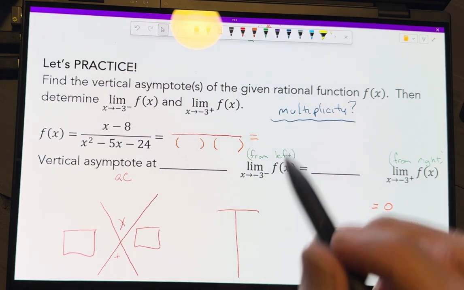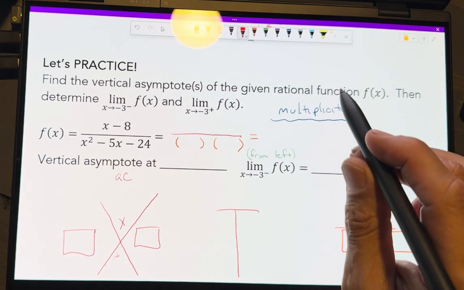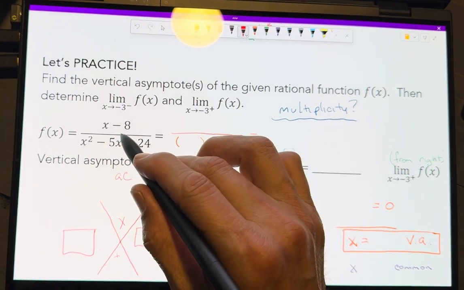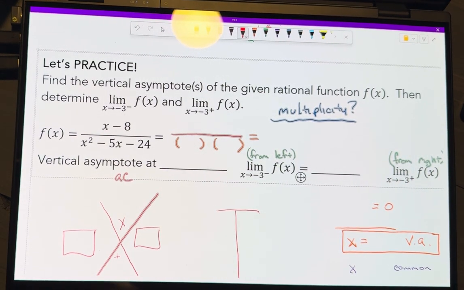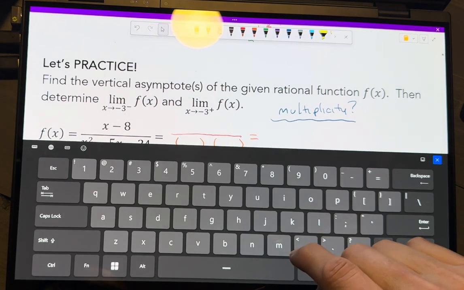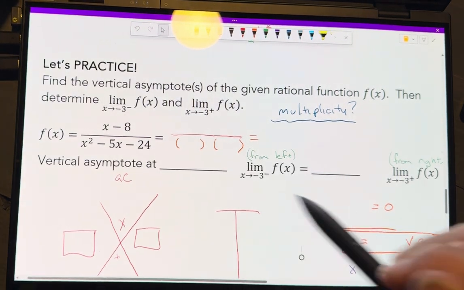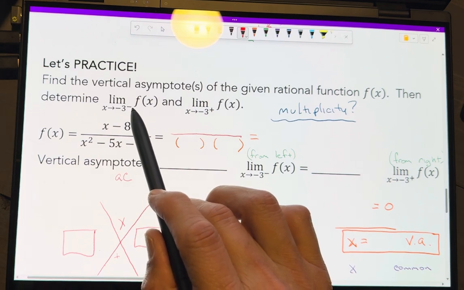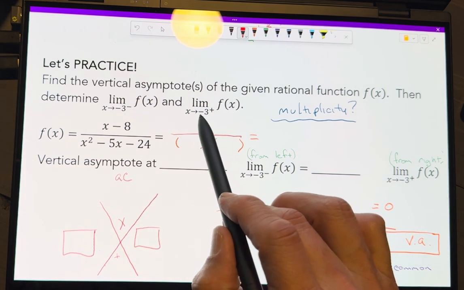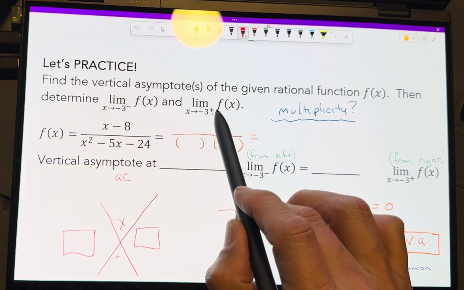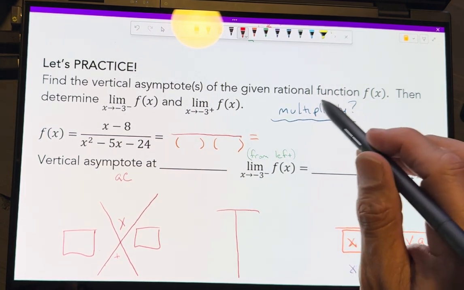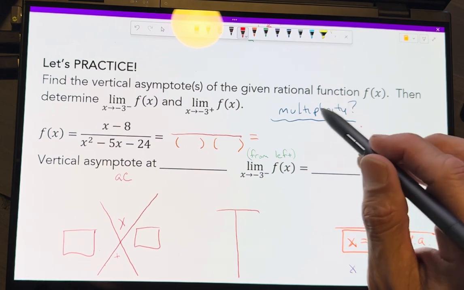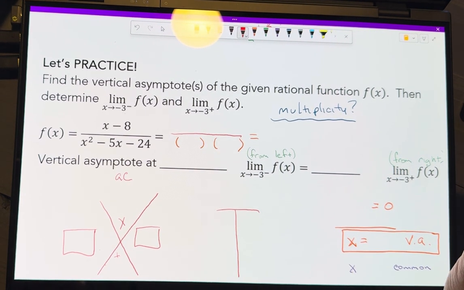All right, welcome back. So let's take a look at this. Let's find the vertical asymptotes of the given rational function. Then determine the limit as x approaches -3 from the left, from negative infinity, and as x approaches -3 from the right, from positive infinity. And let's talk about the multiplicity if we have it.